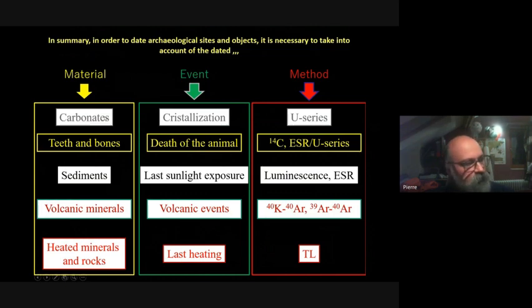For example, for the carbonate, the first line, we date the crystallization, the formation of the carbonate, and we can use, for example, U series. It is totally different if we work on teeth and bone, because for this material, we don't date the crystallization, the formation of the bone, but the death of the animal. You have here the method we can apply for this specific support. And you see, for each kind of support, of material, we date different phenomena.